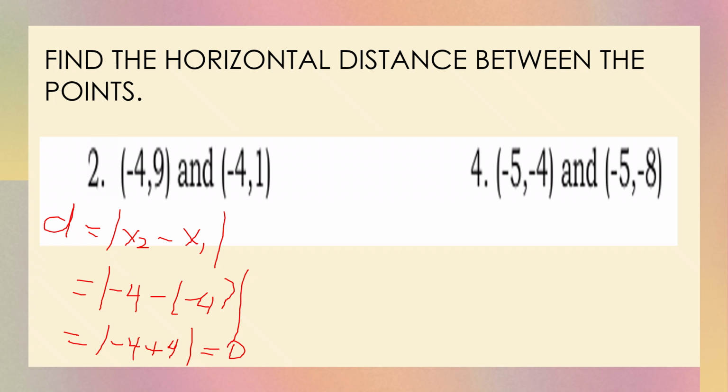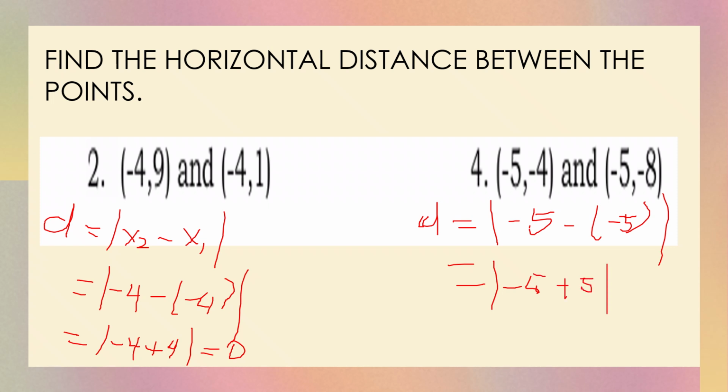For number 4, the distance between these 2 points, we have the absolute value of negative 5 minus negative 5. That is equal to the absolute value of negative 5 plus 5, which is equal to 0. So that means the distance is zero.